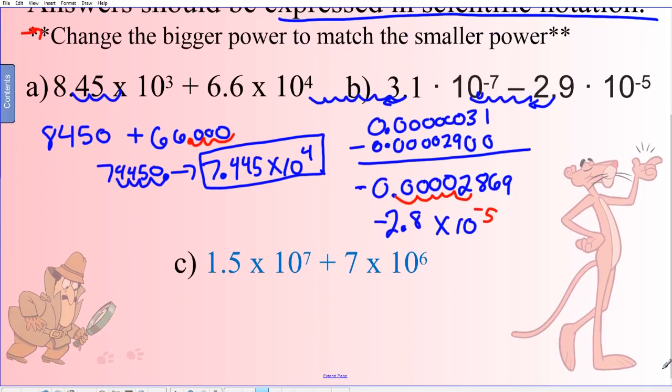Okay, here's one for you to try. If you'd like to try converting everything, making your powers of 10 the same, by all means do that. If you'd like to change everything into standard form to add and subtract, go ahead and do that too. But either way, please try letter C here, pause the video, and do it on your own. When you are ready to continue, hit play, and we will go through it together.